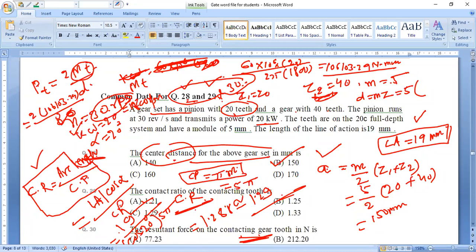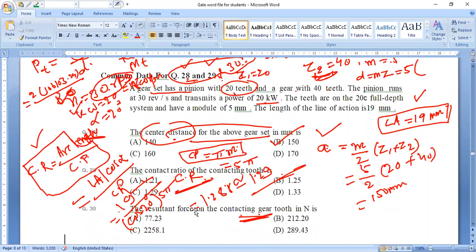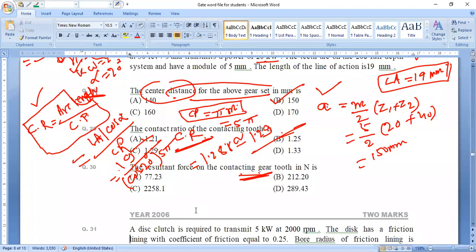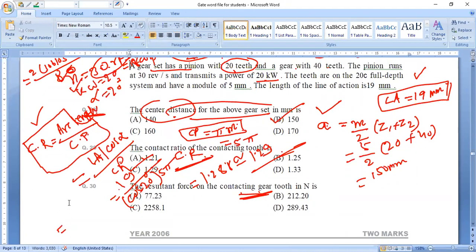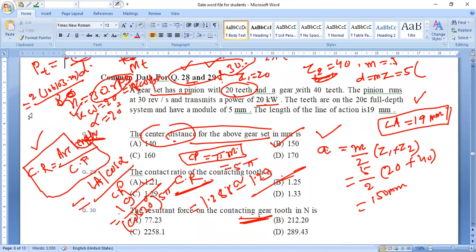Resultant force. आंसर बताइए रिजल्टेंट फोर्स का. सॉल्व करिए. सिर्फ 40 से भाग देना है और क्या है. 2/80 है तो इसमें 40 से डिवाइड करना है केवल. जो भी आपका टॉर्क आया था तो कितना आ रहा है?